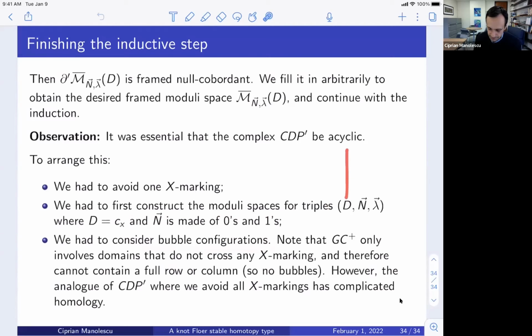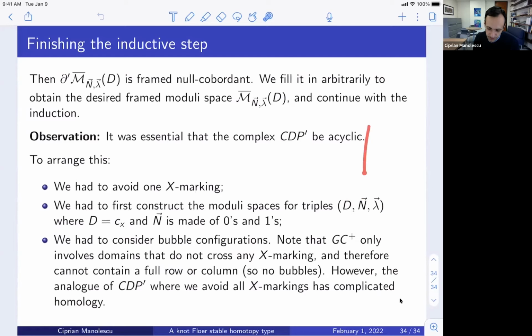In principle, I said that we're just looking at GH plus, and in GH plus we're not allowed to go over X's. So we're not allowed to have a full row, and we're not allowed to have a full column. But if we just look at domains that don't go over the X's, then the X's can be anywhere on the grid, and the homology is very complicated and we are not able to compute it. In fact, it's usually not acyclic. We computed it on the computer in some cases.